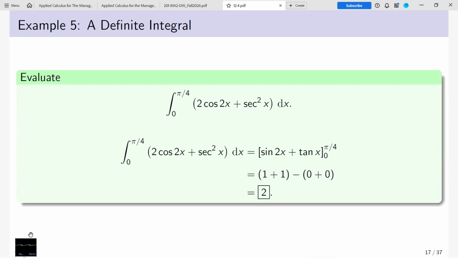The derivative of sine 2x is 2 cosine 2x, and the antiderivative of secant squared is tangent. Exact endpoint values make the calculation short and clean.